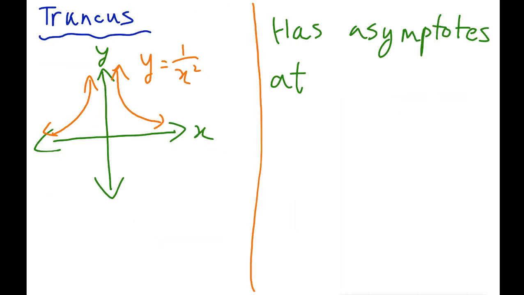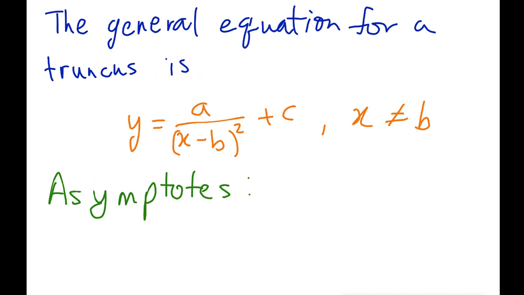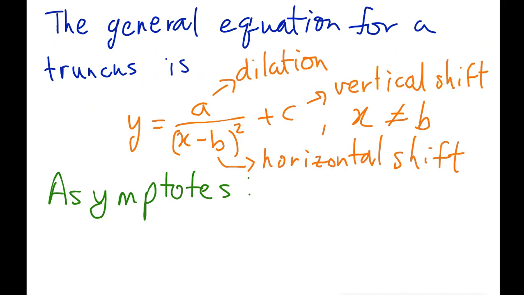A truncus has this particular shape. It looks like a trunk. Notice that this is similar to our hyperbola, in which we have an asymptote at x equals 0 and at y equals 0. Because of that, if we know our general equation, which is this, and as per usual we'll put in our dilation and stuff. I love skipping ahead of time. There you go. And then we have asymptotes, in which we have x equals b and y equals c.